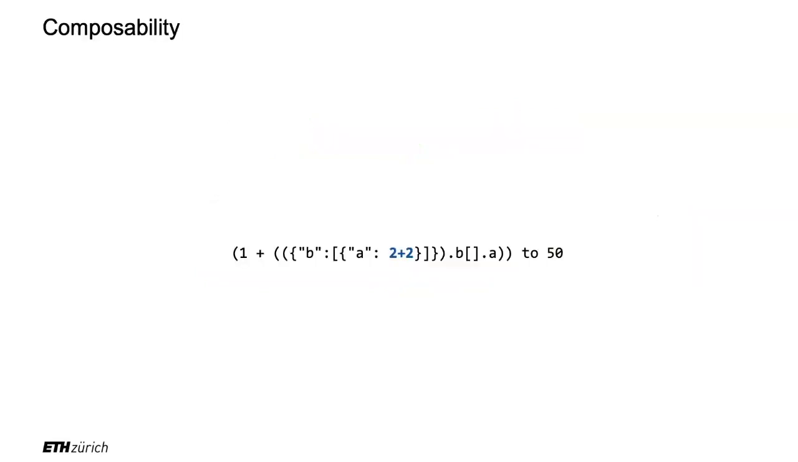Here's an example, where you have some complex expression with plenty of expressions inside expressions. Let's see what it does. 2 plus 2, that gives you 4. Then you have this big object .b, so that extracts the array. Then you have the unboxing of the array, pops it open. Then you have .a that extracts 4. Then 1 to 4 gives you 5. 5 to 50 gives you this.